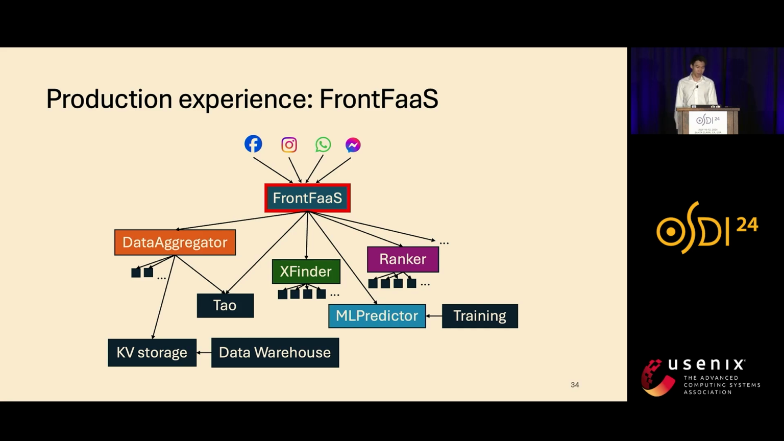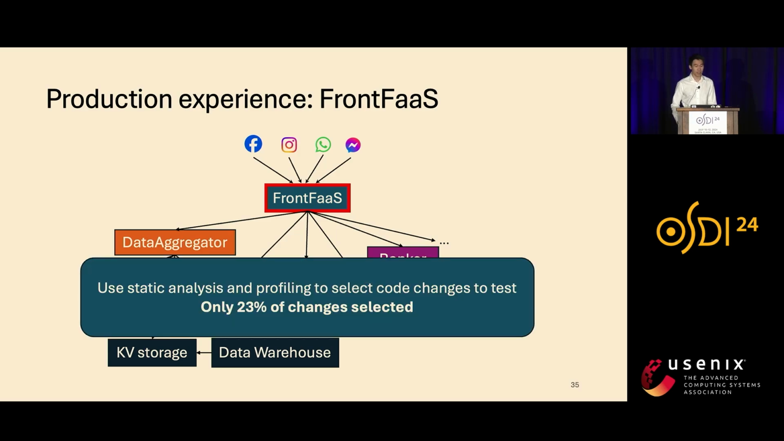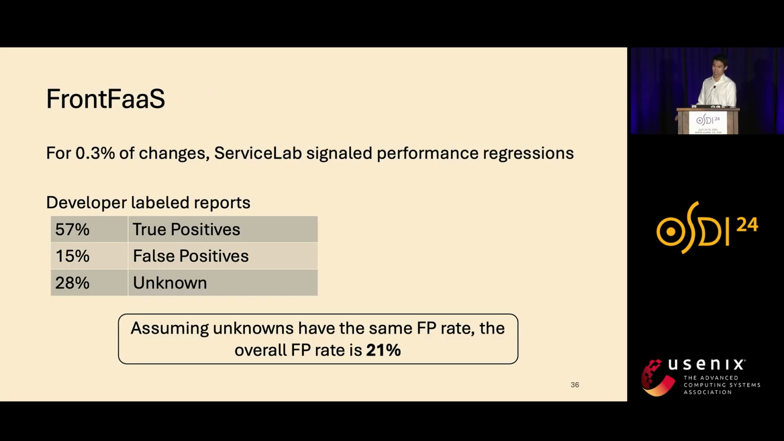One of the challenges with front FAS is just the sheer number of changes that go into it each day. And so we can't actually run a performance test for every single one of these changes. And so what we do is we use static analysis and code profiling to select the subset of these changes that we view as most likely to cause a performance regression. And of that, we end up selecting 23% of these changes. Of these changes, only 0.3% of these changes ServiceLab signals for performance regressions.